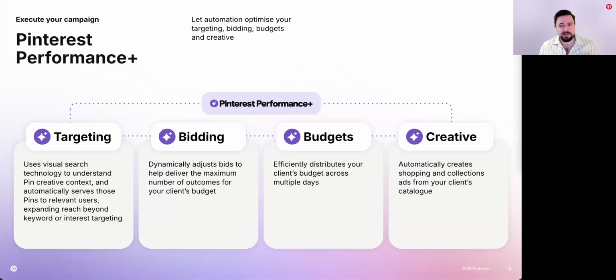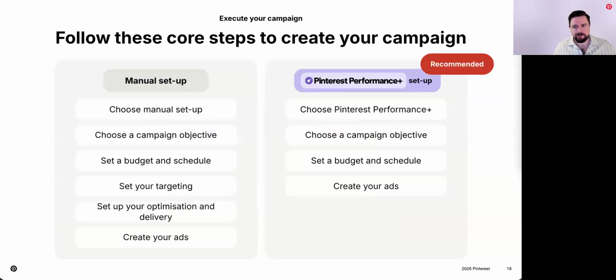Thirdly, it's budgets. It efficiently distributes your budget across multiple days so you aren't manually shifting your funds around. And fourth and finally, creative. It automatically creates shopping and collection ads directly from your catalog, saving you immense creative production time. And you can see this in this next slide.